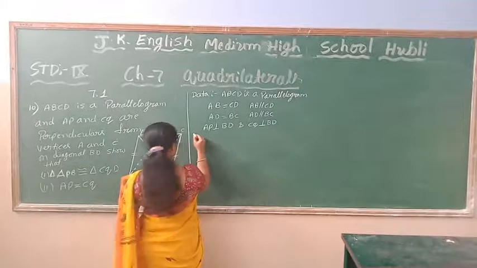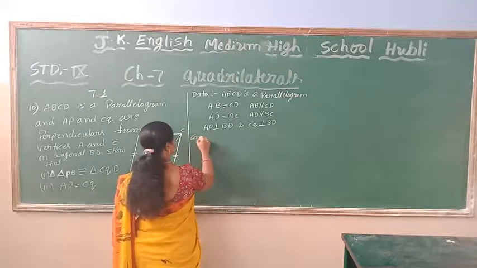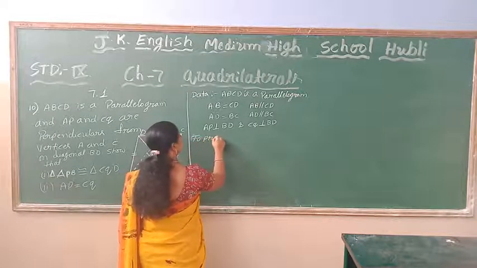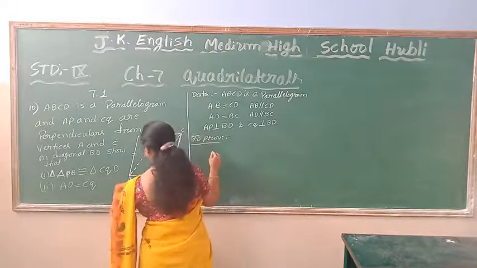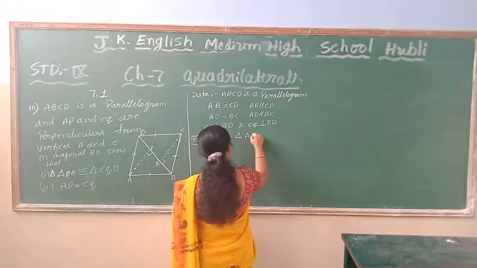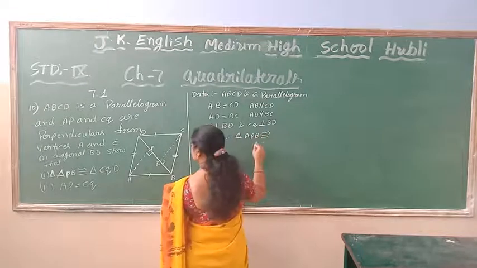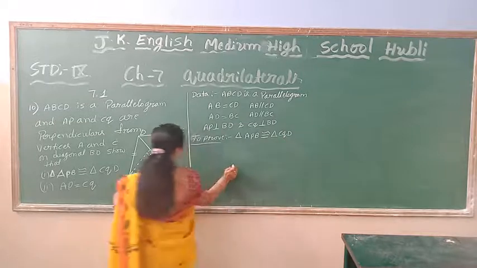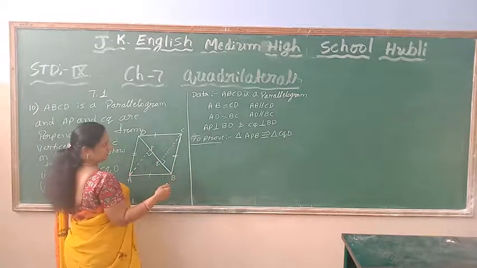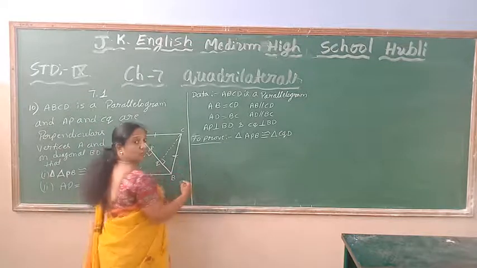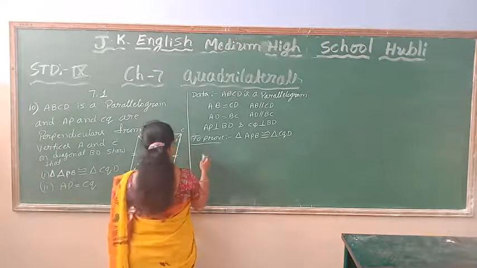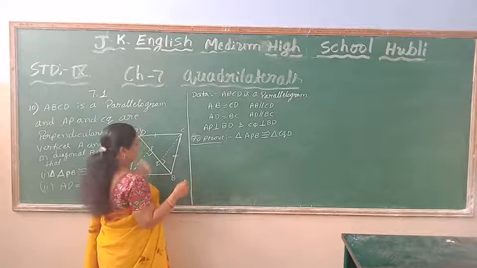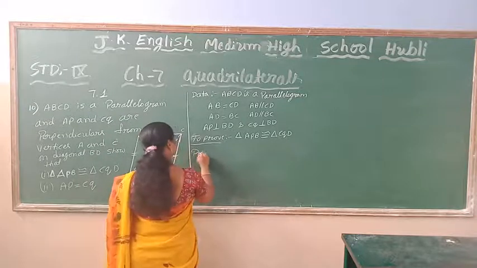Then construction, that is construction to prove. It's not necessary, but what do I have to prove? Triangle APB is congruent to triangle CQD. Now I will consider these two triangles. Construction: we have already drawn the diagonal, and AP is perpendicular to BD, CQ is perpendicular to BD. Then proof, directly I am writing the proof.